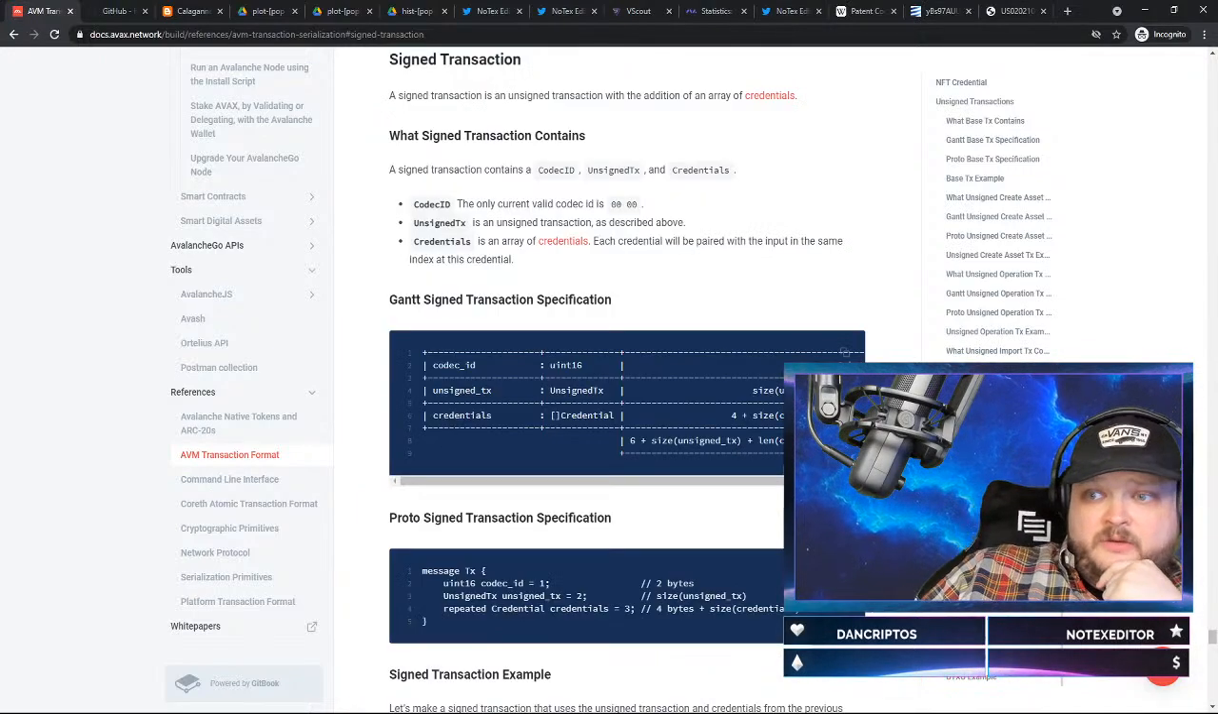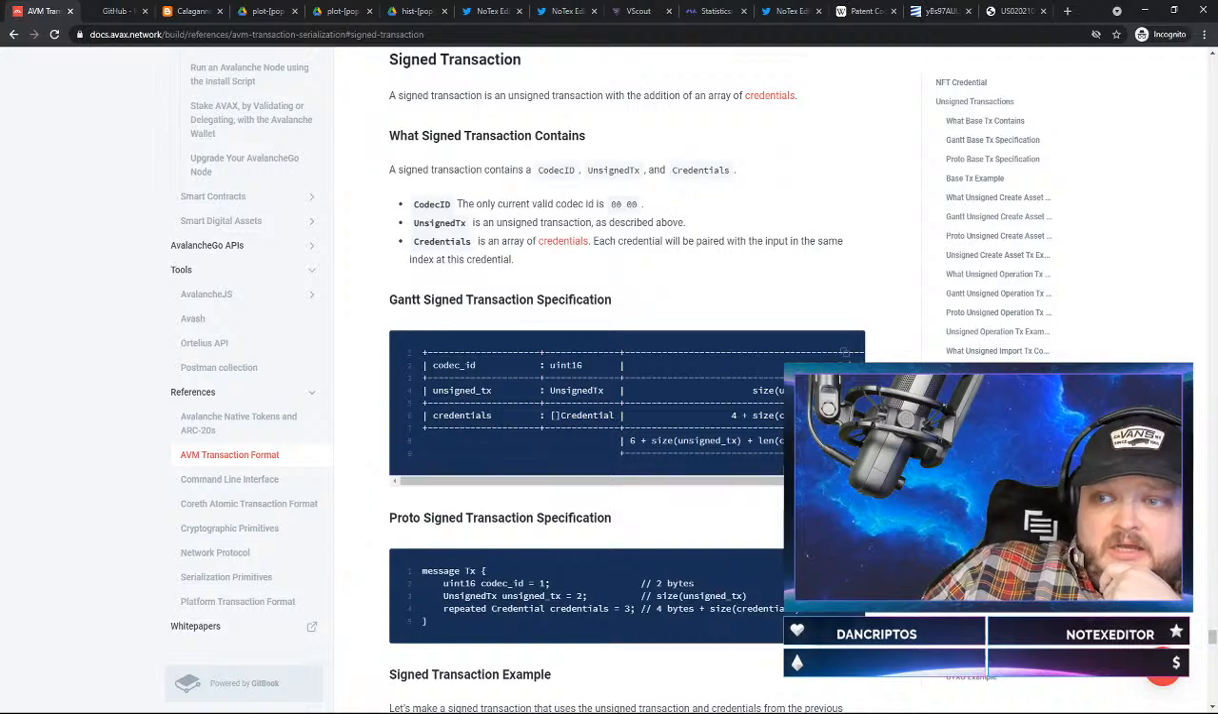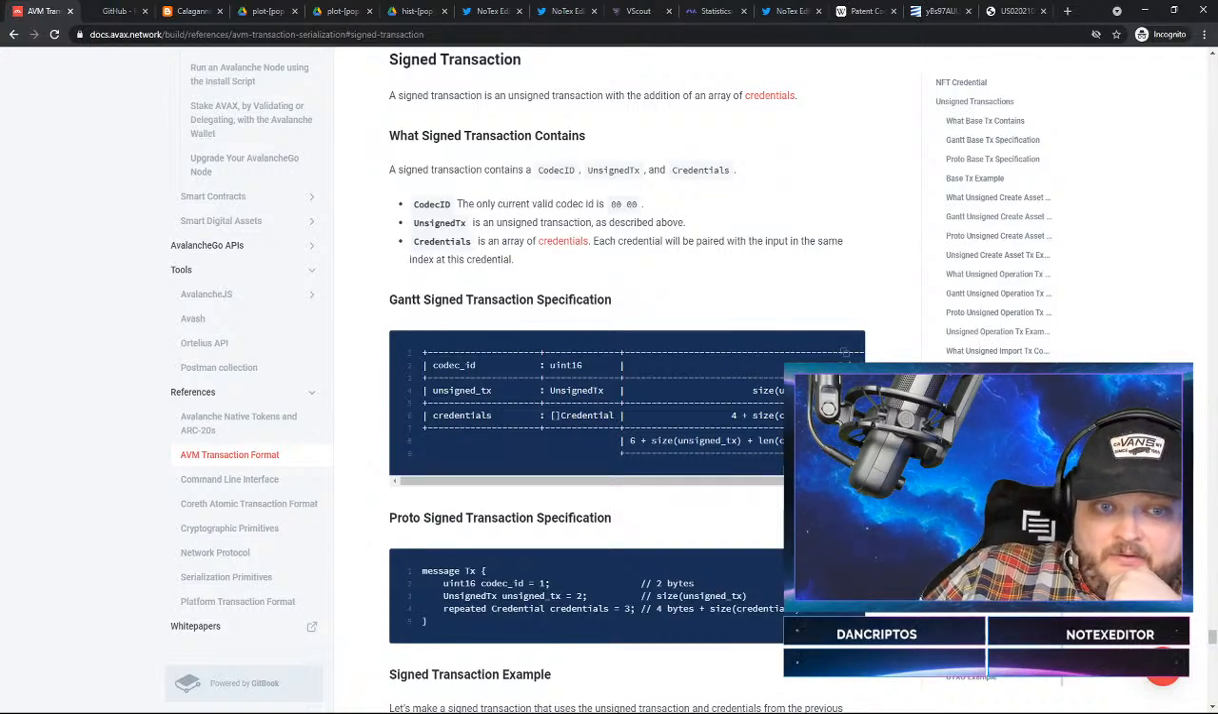So we'll go over some of those fundamental concepts at another date. But if you're looking to break in right now, I would say if you look at the signed transaction, that's the whole package you send.